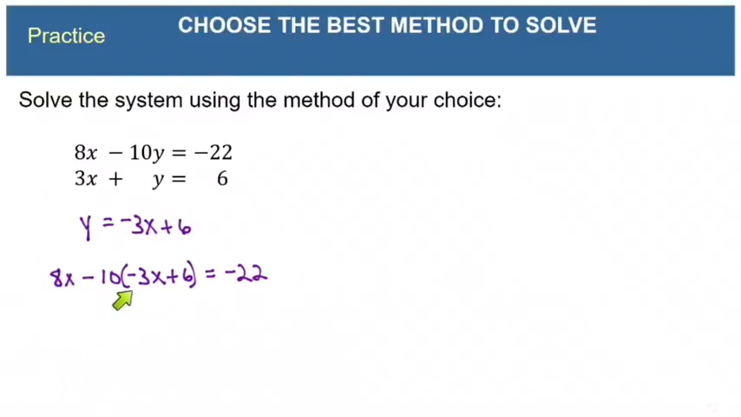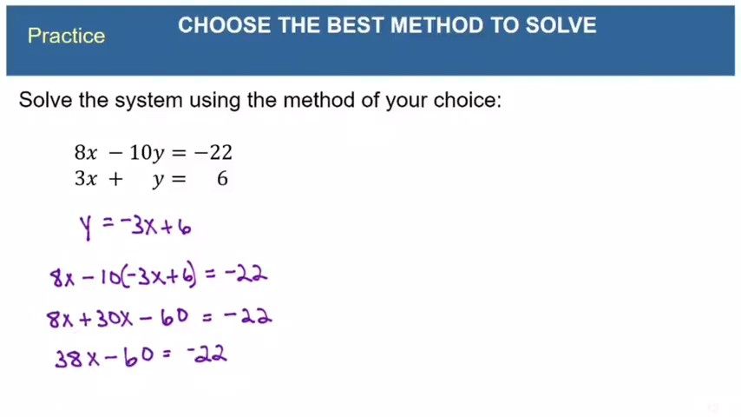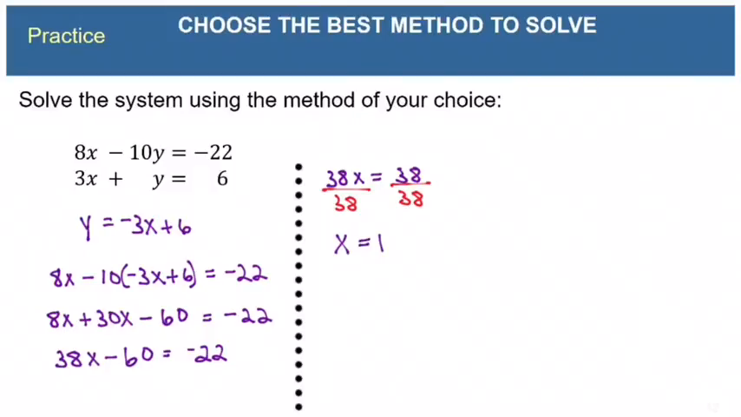Now I'm going to distribute the negative 10. That's going to give us 8x plus 30x minus 60 equals negative 22. Now we'll combine like terms. 8x plus 30x is 38x. Now we'll add 60 to both sides. So on the right side we'd have 60 minus 22, which is 38. Now we have 38x equals 38. Let's divide both sides by 38, and we have x equals 1.